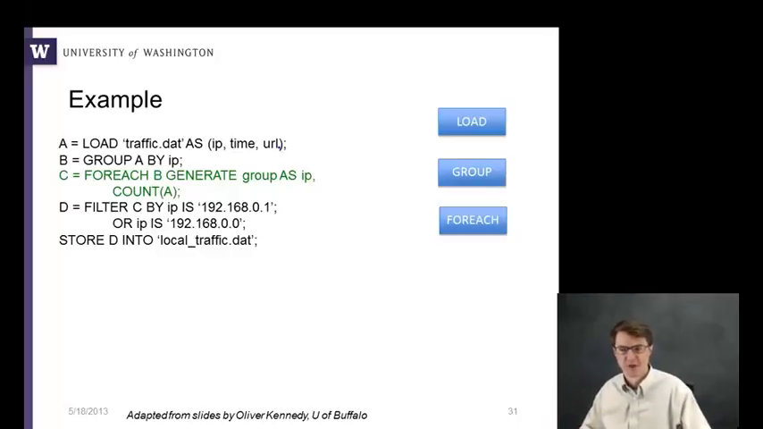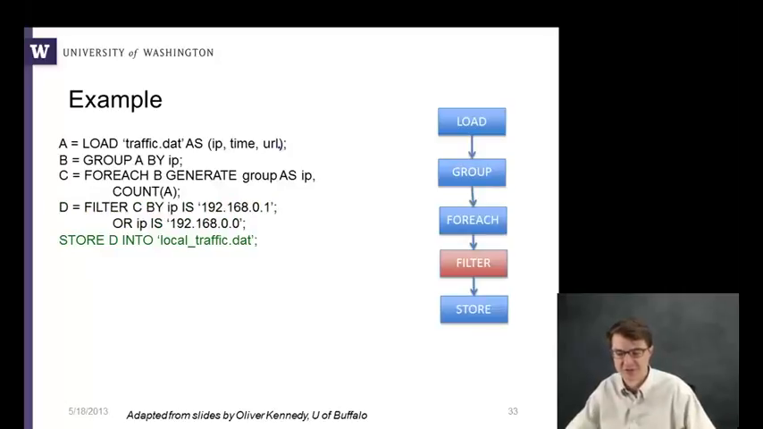And the next step, maybe in this particular task, we're only interested in looking at traffic that originated from two particular gateways on our local network, and so we filter for just those IP addresses with the filter command. And then we store the result into a file on HDFS.